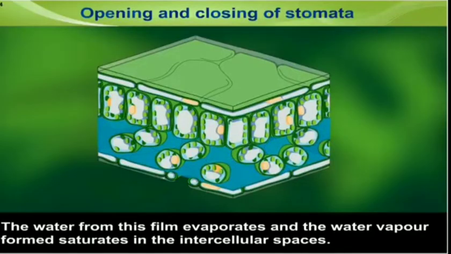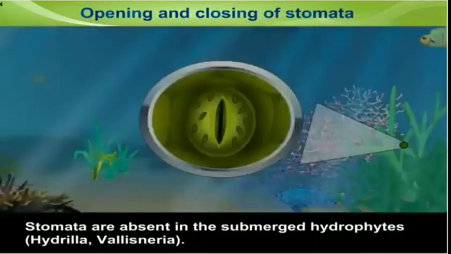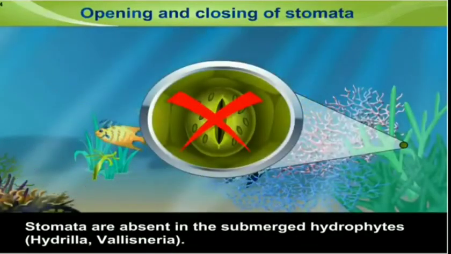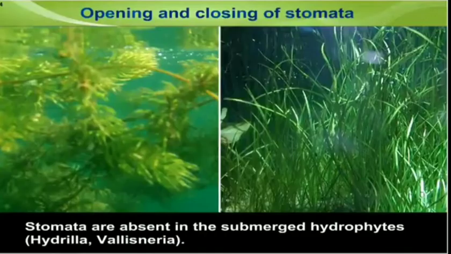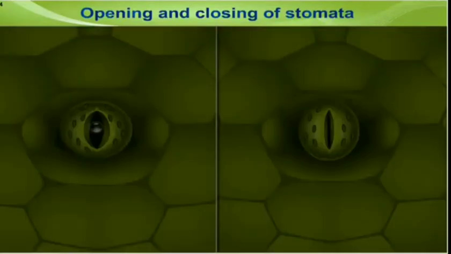saturated in the intercellular spaces. This vapor then diffuses into the other connecting intercellular spaces and finally reaches the substomatal spaces, from where it escapes out through the stomata. Now, stomata are absent in the submerged hydrophytes like Hydrilla and Vallisneria.